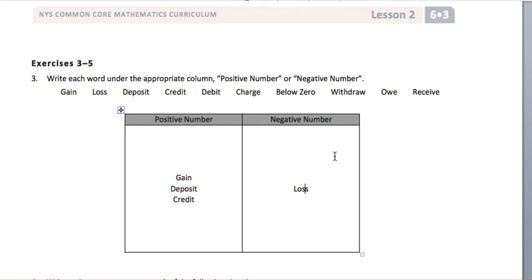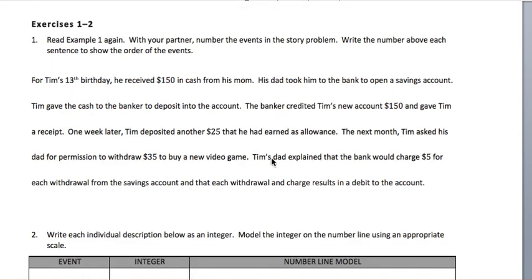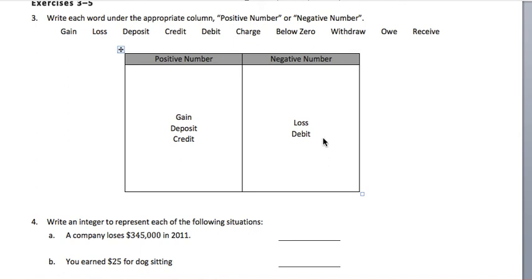A debit was negative. And we know that because if we look back at our paragraph from example 1, Tim's dad explained the bank would charge $5 and that each withdrawal and charge results in a debit to the account. So a debit in this situation is a negative. A charge is also a negative thing. It's something that you're going to have to pay. Below zero is a negative. Withdraw is also a negative because you're taking money away from the account. When you owe money, it is also a negative. And finally, to receive means to increase.